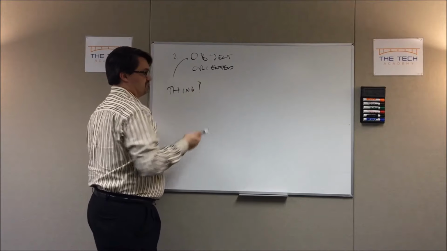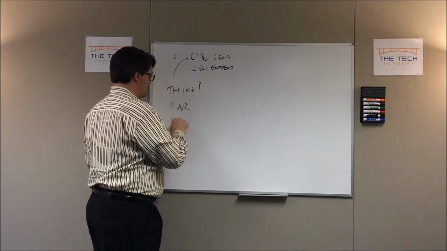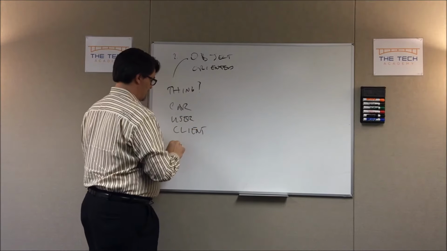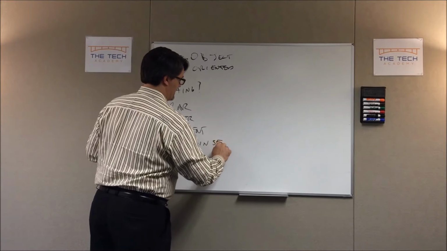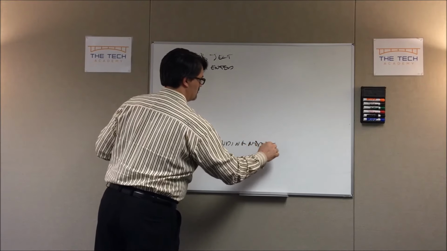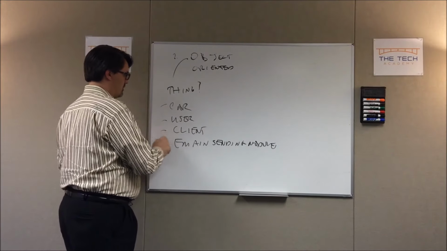It really is anything. An object could be a car. It could be a user. It could be a client. It could be an email sending module, where a module is one part of a greater overall thing. These are all things. They're all objects.